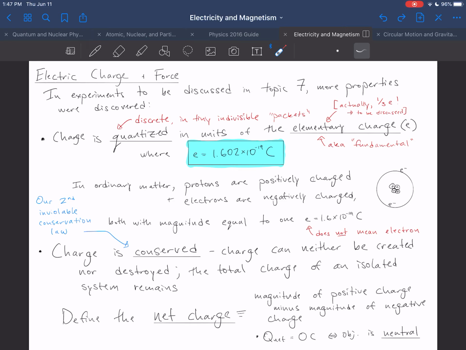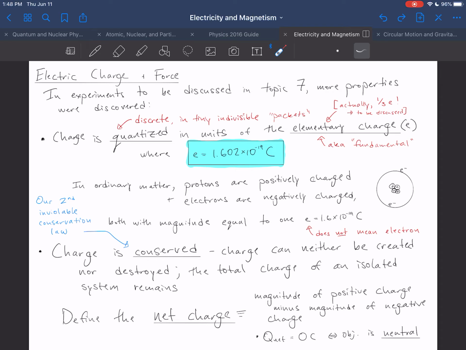Now, one caveat here, and I know this is slightly confusing. Much later in history, we discovered that the smallest unit of charge, we think, is actually 1/3 of the elementary charge. But for now, I want you to file that away in your memory, and we'll discuss it later. Okay, so in ordinary matter, protons and electrons have the same amount of charge as the elementary charge. That charge is quantized in tiny indivisible packets, and the protons are positive and the electrons are negative. Okay, good.